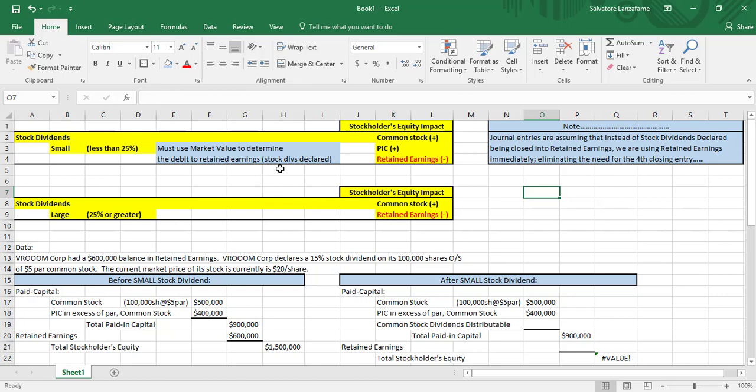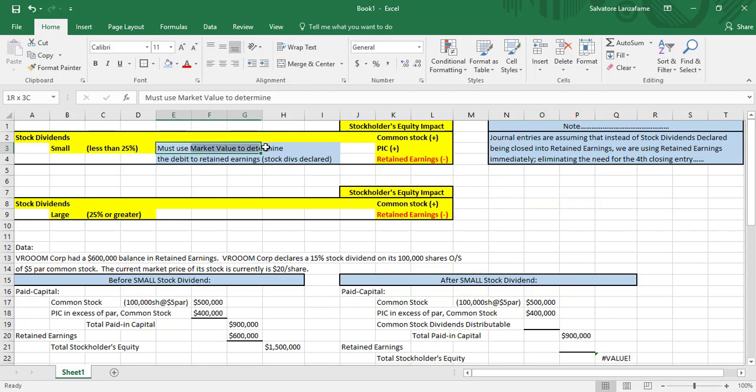If I were to use stock dividends declared in the journal entries I'm about to show you, that's assuming that I would eventually close it into retained earnings. So we're basically eliminating the middleman. Instead of creating stock dividends declared only to close it into retained earnings, we'll just use retained earnings right out of the chute. So it's kind of considered a shortcut approach.